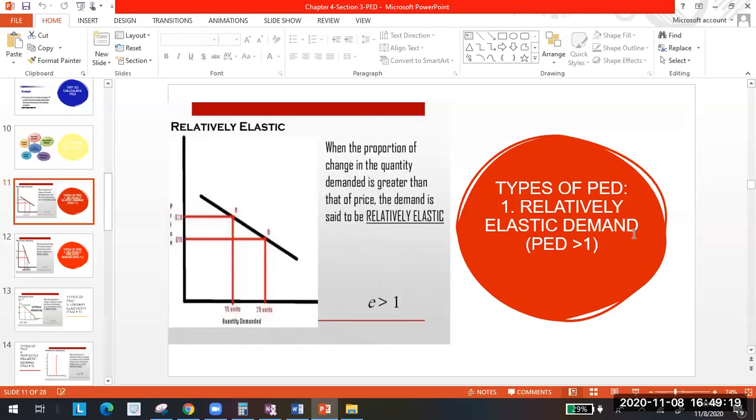In case of relatively elastic demand, PED is always more than 1. That means elasticity is more than 1. That means when the change in quantity demanded is greater, demand will change faster as compared to the change in price. That means the consumer has substitutes for these types of goods, right? Right.